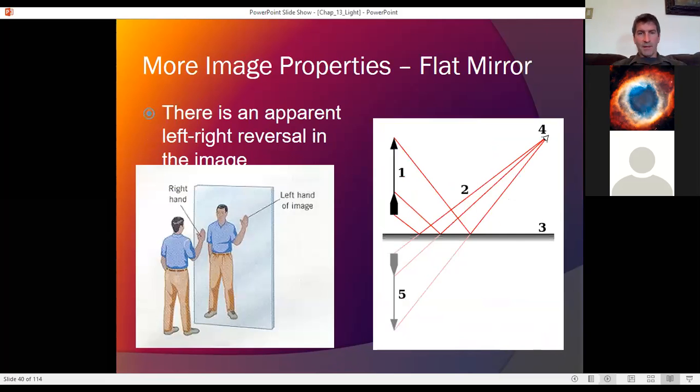And let's skip some of this. And again, for flat mirrors, there's apparent left to right reversal. And if you really want to go into the geometry, you can convince yourselves of these different things in these images. The other reversal that we get is that when we're looking into the mirror, the image is looking out. So there's a difference in that direction too that you can convince yourself of.